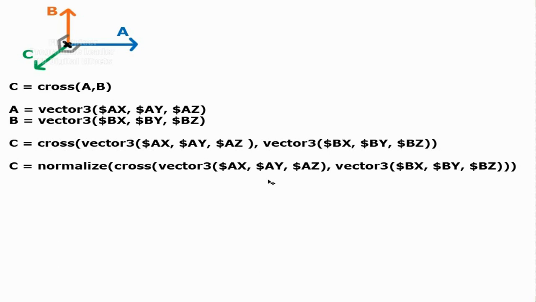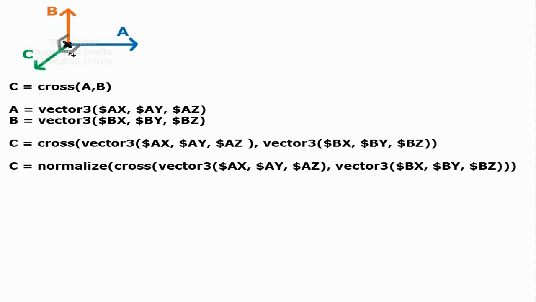Now the problem is that as we do this, vector A might be a lot bigger, a lot longer. The length of vector A might be a lot bigger than, say, vector B. Now the resultant vector will still be perpendicular, but the length of A or B, depending, will influence the length of C. We don't necessarily want that. We want to have a clean result.